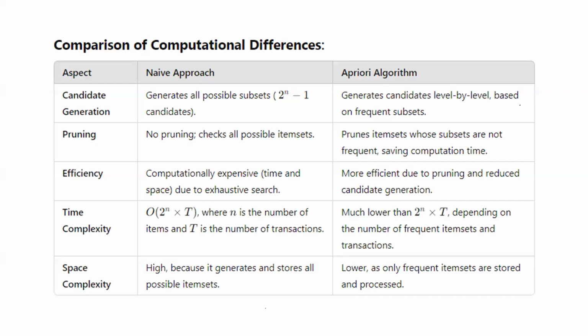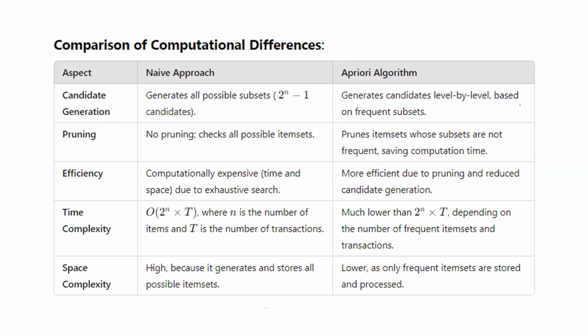What is the time complexity? For the naive approach, 2 to the power of n into t. What is the time complexity of a priori? It is similar, but lower than 2 to the power of n into t, because n in the a priori approach is less than n, and t is less than this. It is much less than this, but in the worst case, if everything is frequent, if all the candidates generated are frequent, then the a priori algorithm's time complexity would be the same as this one.